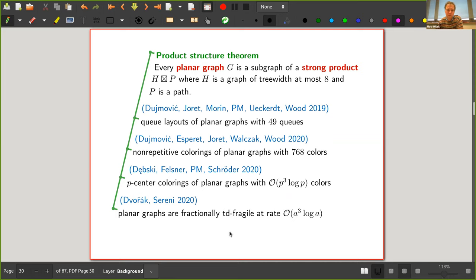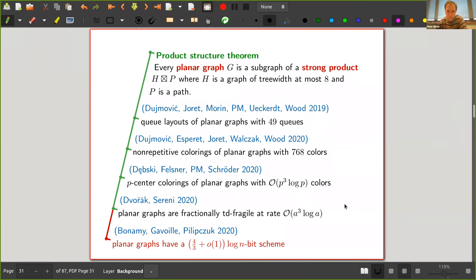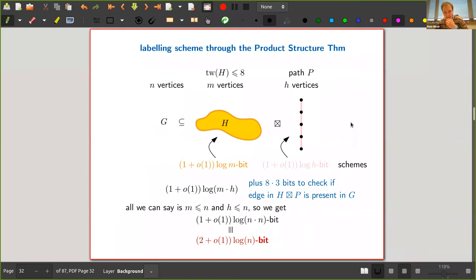A similar family of parameters was studied by Dvořák and Sereni, fractional treewidth-fragility of graphs. And the bounds are very much the same, and the proof techniques are also very much the same, using the product structure theorem. And finally, I'm saying all this because the result by Bonamy, Gavoille, and Pilipczuk on adjacency labelings is actually using the product structure. So here I prepared the next slide, giving you an overview of what they proved, on what they did. Well, okay, that will be the next slide. Let's do, again, the baseline strategy using the product structure. So what are we dealing with here?